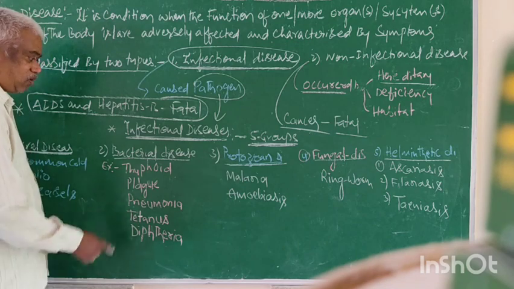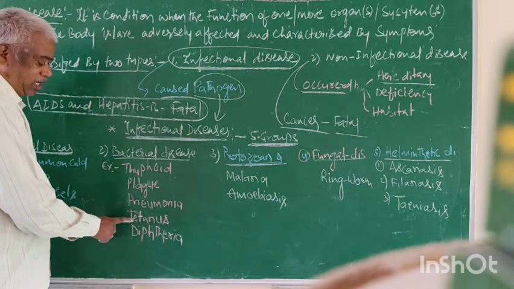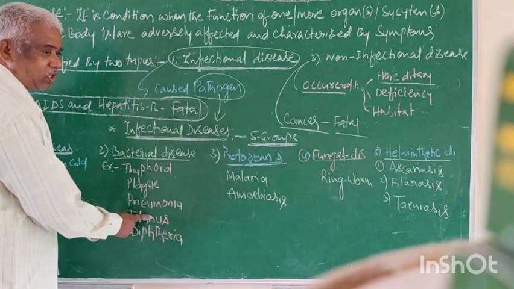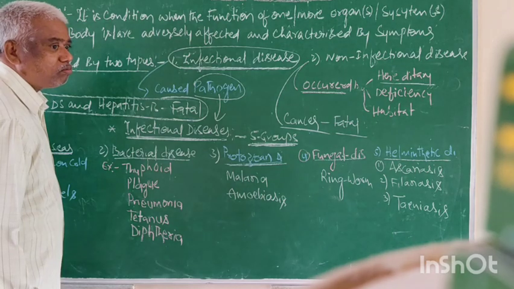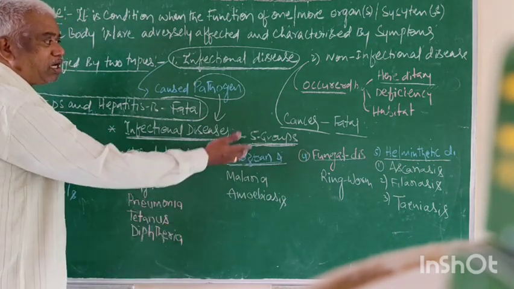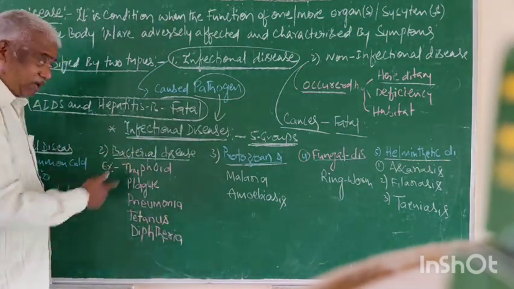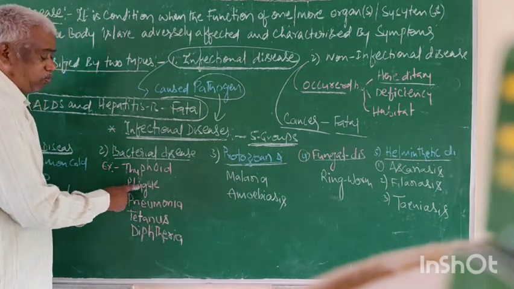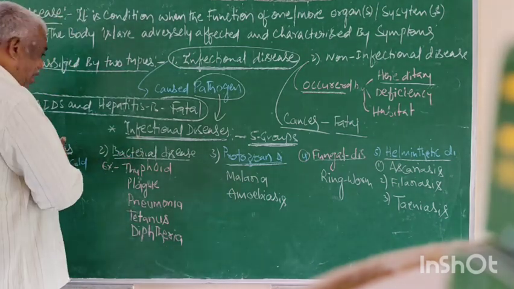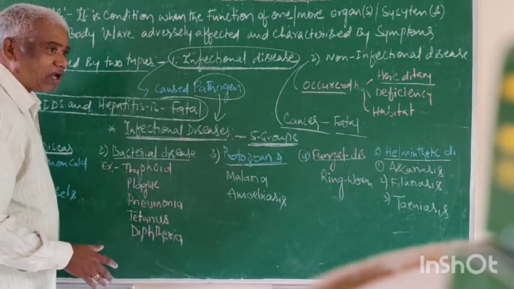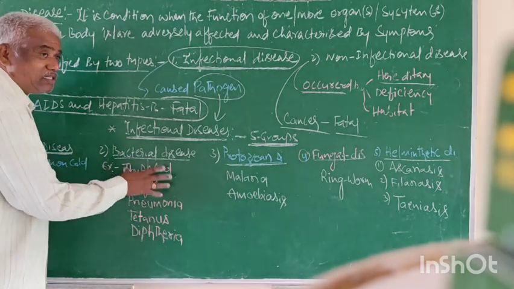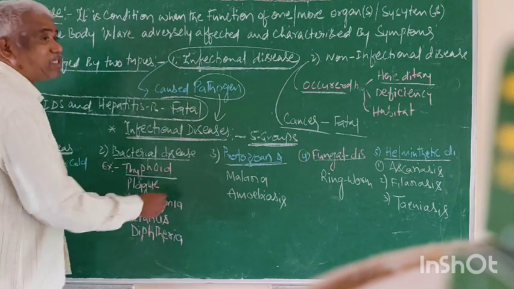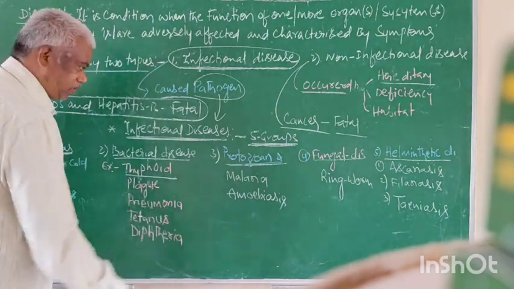How many bacterial examples? Five: typhoid, plague, pneumonia, tetanus, diphtheria. Right. Suppose tetanus belongs to which group? Protozoa, fungus, helminth, or bacteria? What about plague? Which group does it belong to? Viral, protozoa, or bacteria? Bacterial diseases have five examples, but among these five, typhoid is clearly explained. That explanation comes later in this video.